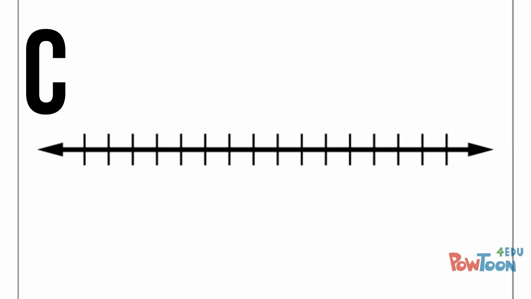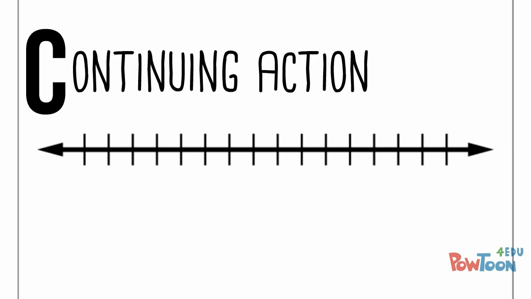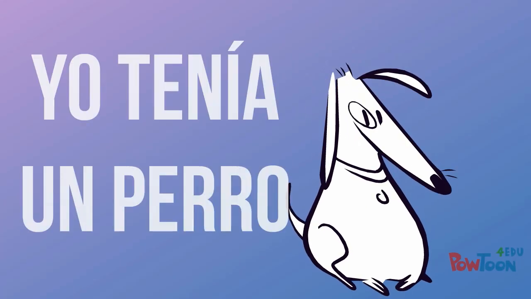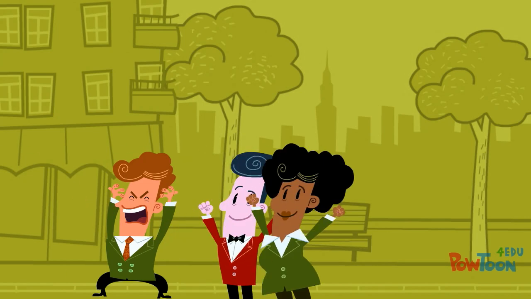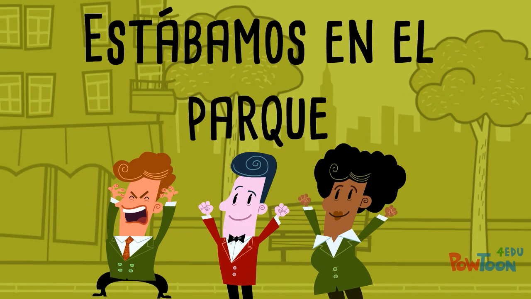Ahora tenemos la letra C. C stands for continuing action. This generally refers to an action without a clear time frame. Por ejemplo, yo tenía un perro. I had a dog. Or, estábamos en el parque. We were in the park. Note that if there is a specific time frame implied, we may need the preterite tense.